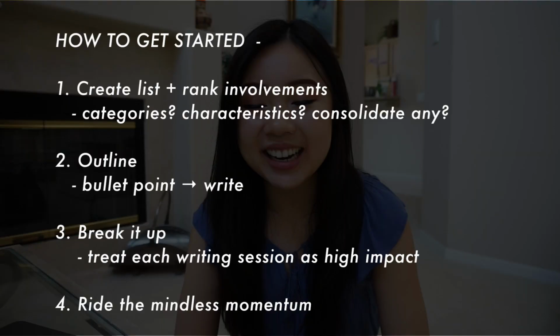Recommendations on how to get started. Now that we got the tips in line for you to start writing, let's tackle that beast of finding the motivation to start writing. First tip, just to stay organized, create your list of involvements and rank them. After you've done this, ask yourself, did you cover all holistic bases? And this spans, did you hit all the diverse categories as well as the characteristics that you want to convey?